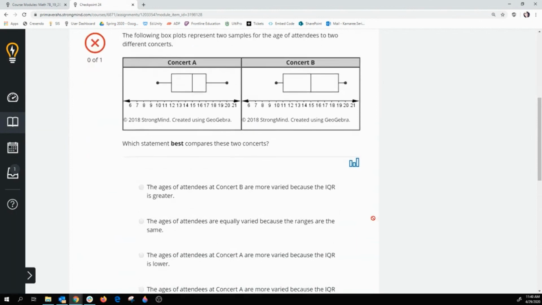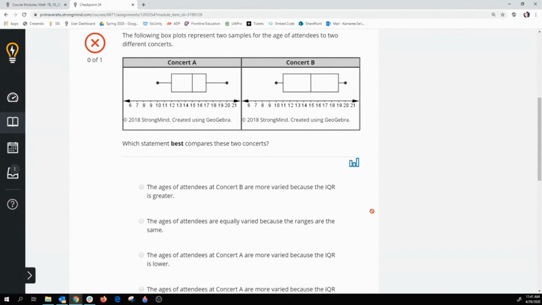14. 14, we have concert A and concert B. We want to know which statement best compares these two concerts. Dawson, what's up?